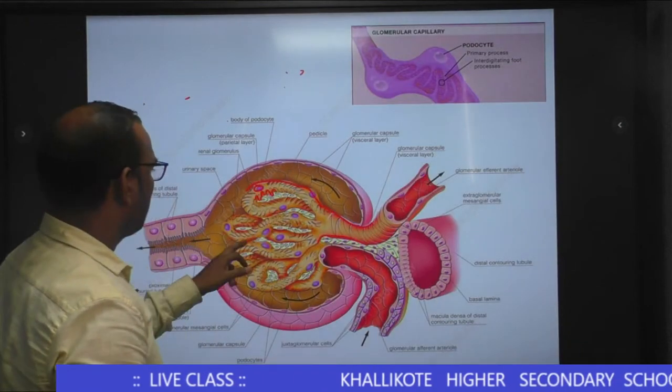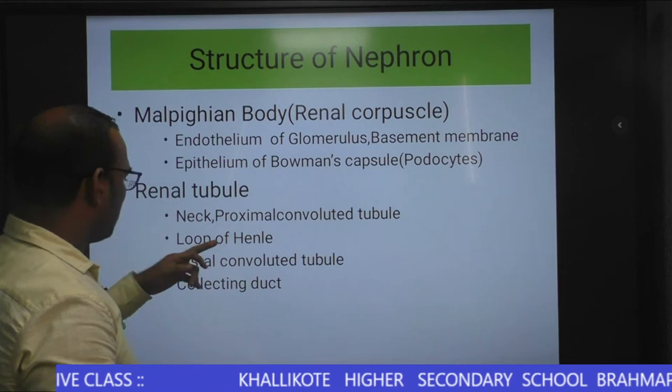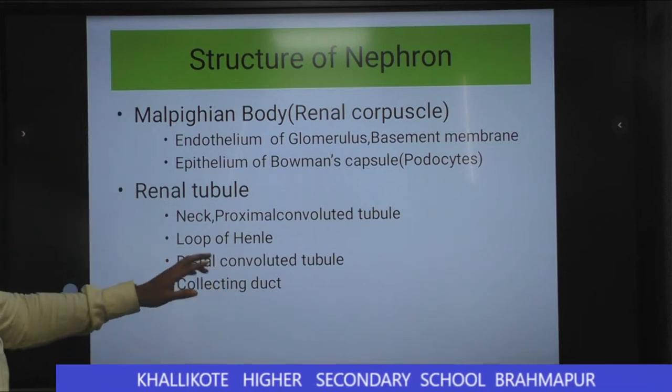Then we have the loop of Henle, distal convoluted tubule and collecting duct.